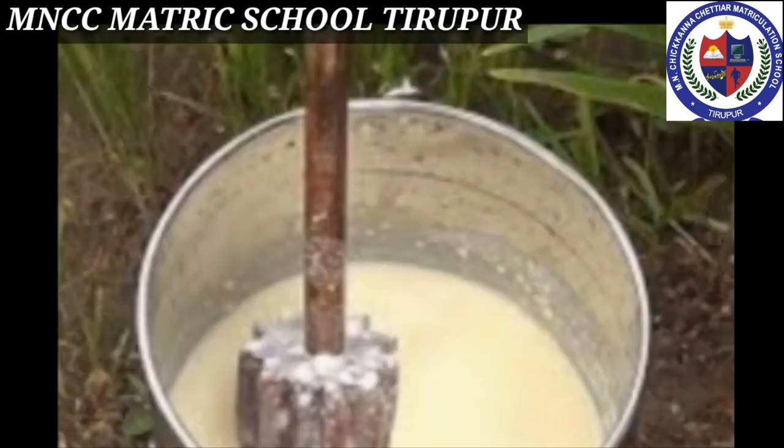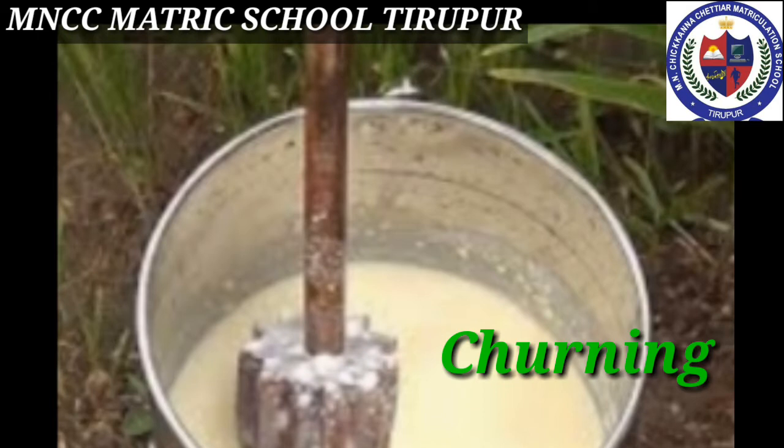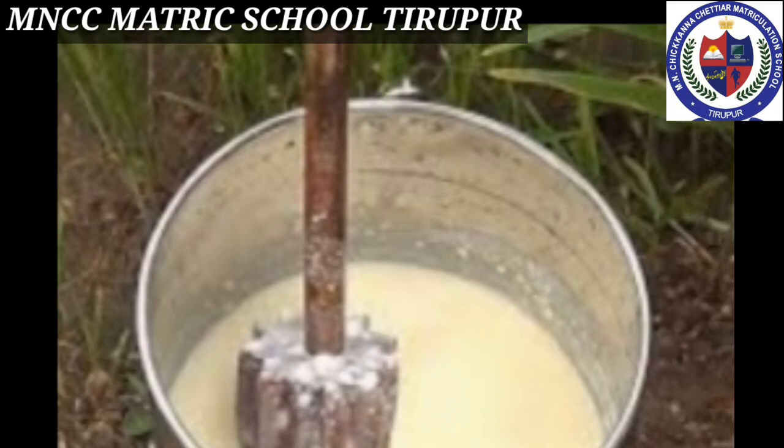Next process is churning. It is a traditional process of churning whole milk or curd to make butter. Do you know how the churner works here? The mixture is churned vigorously and solid butter will be collected on the sides of the vessel. Both butter and buttermilk obtained after churning are useful and can be consumed.